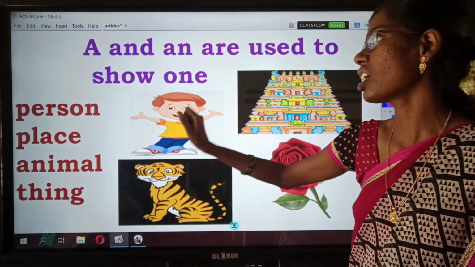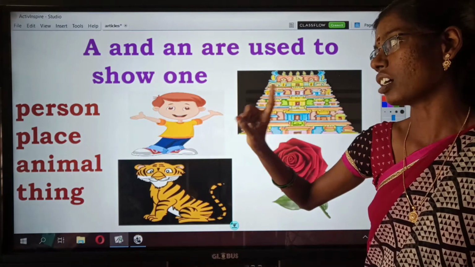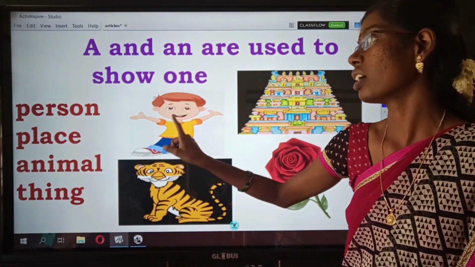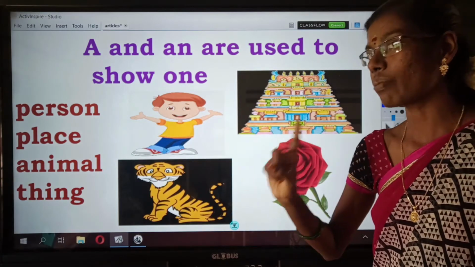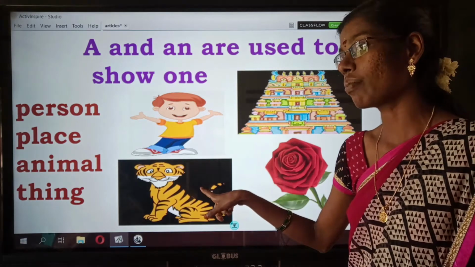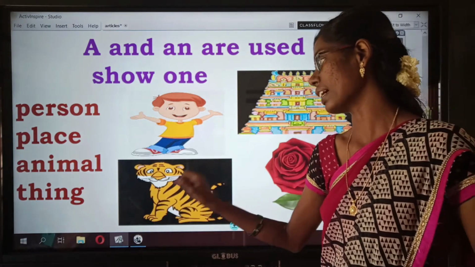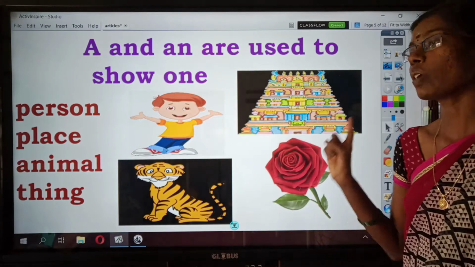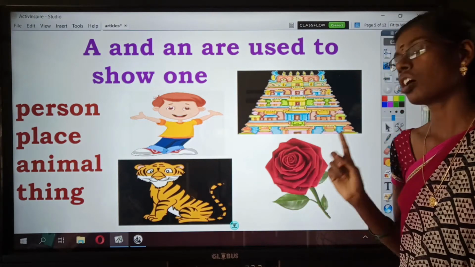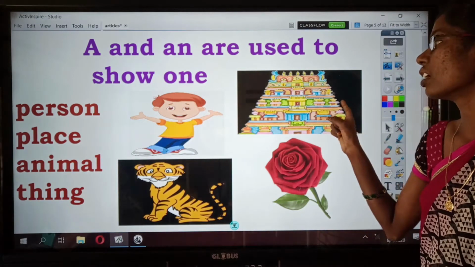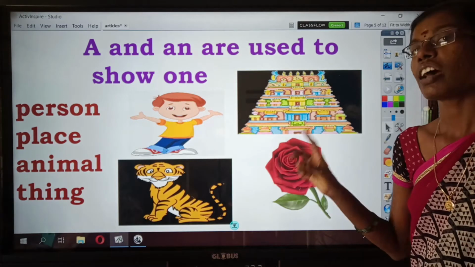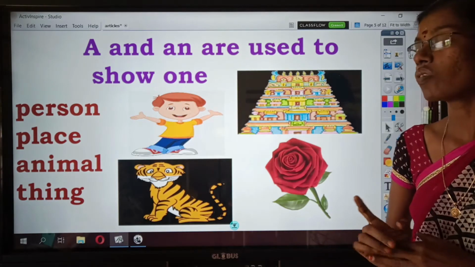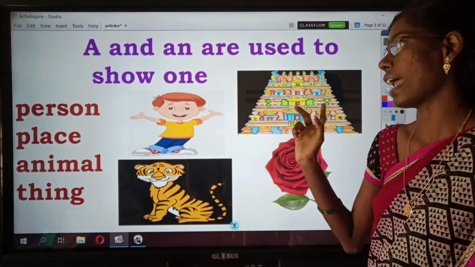My dear children, see here, only one boy is here. So only one person. We will say it as a boy. See, only one animal is here. What is this animal? Tiger. A tiger. Then here only one thing. It is a rose. So a rose. Here, what place is it? It is a temple. So to represent one thing, we will use a and an.